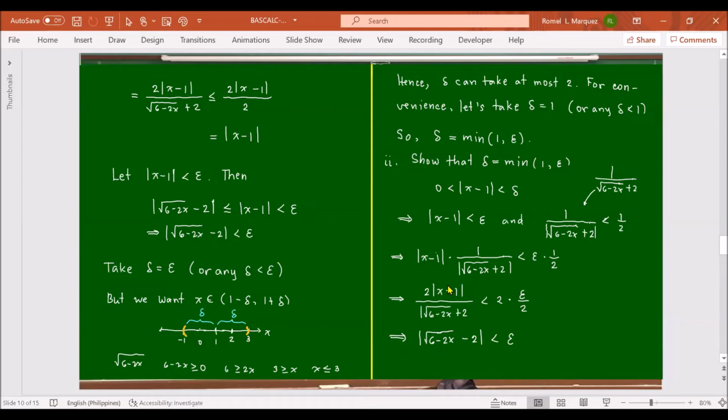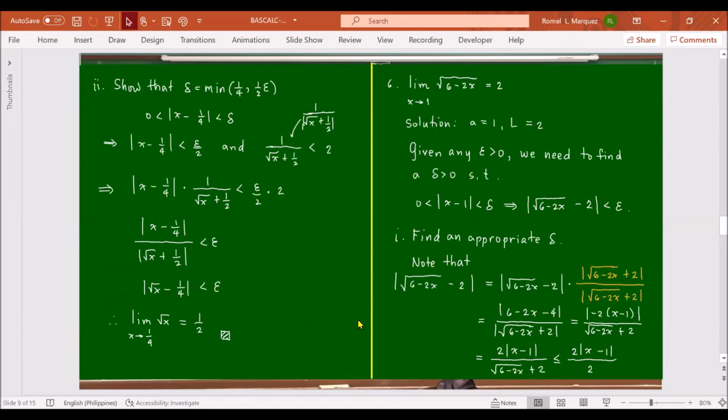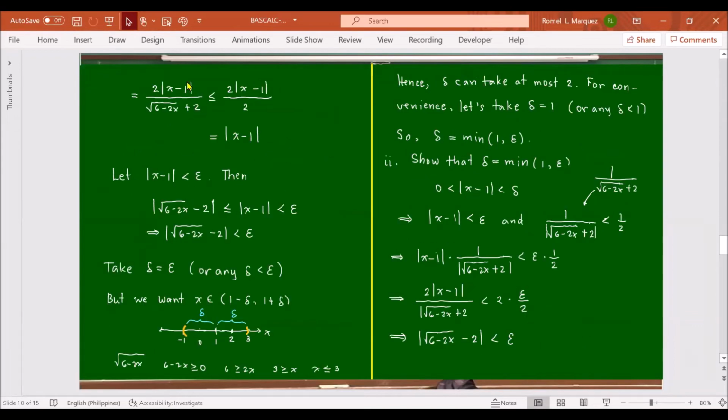Clear, guys? So remember, this is what? So I have here this. If I put absolute value, that is the same with this. And we know that this is equal to what? From our previous solution here. So this is exactly equal to this. And if I take the absolute value, that is equal to this. And we know that this is less than epsilon, which is equal to this.